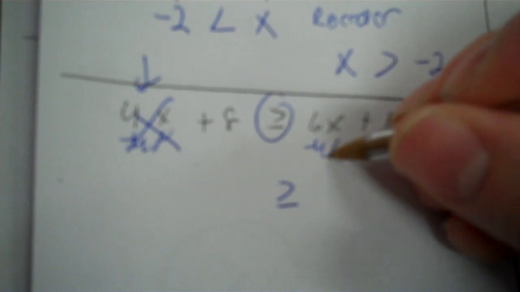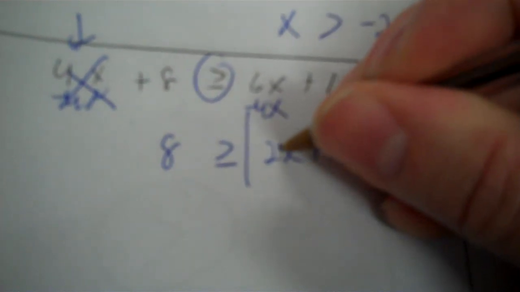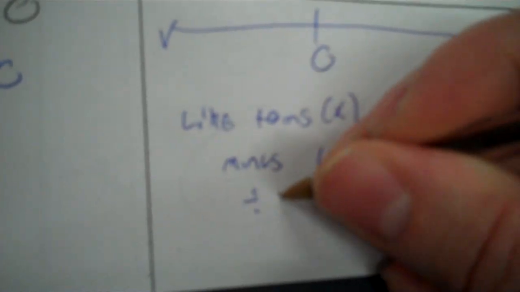You got like terms of x. They're on opposite sides. So you check the sign. Then you pull up, get rid of the smaller x. Minus 4x, minus 4x. So it's going to be 8, and then 2x plus 10. So now x is on here. So you got a minus 10 first, and then divide by your 2.